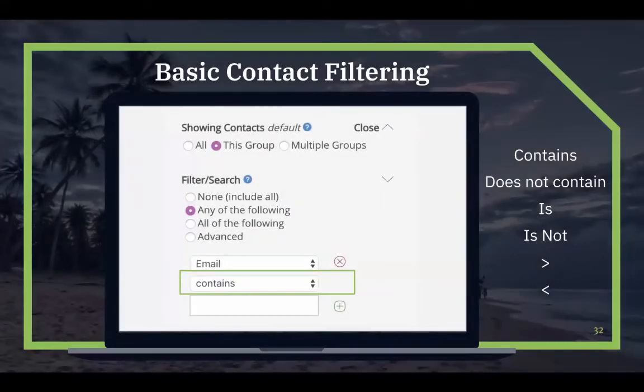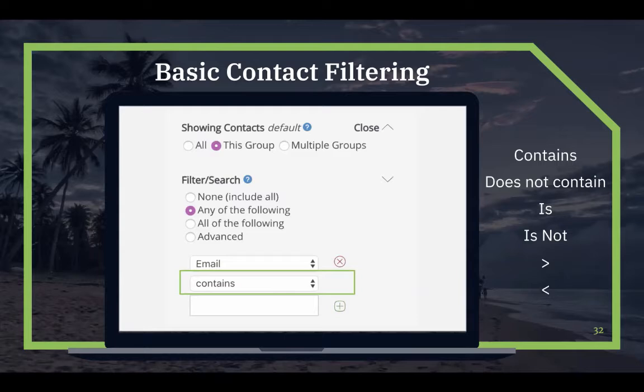Based on that field, this second option is going to relate to that field. So for example, if the email contains, if we add anything in there, it's going to have to contain any of those values. We can also do does not contain, so we can remove those values from the search. We can do is, which is an exact email address that we're looking for, or is not.